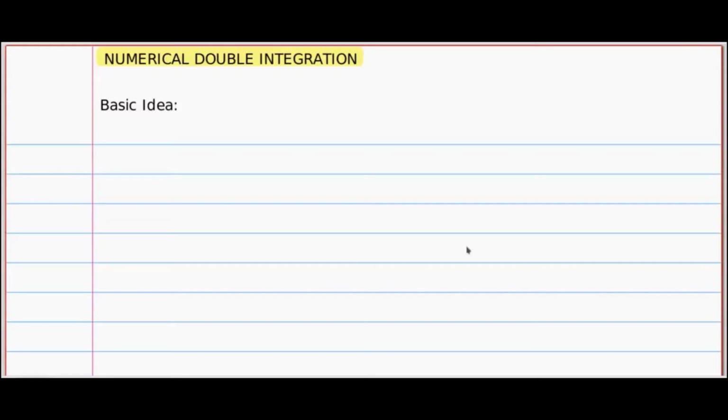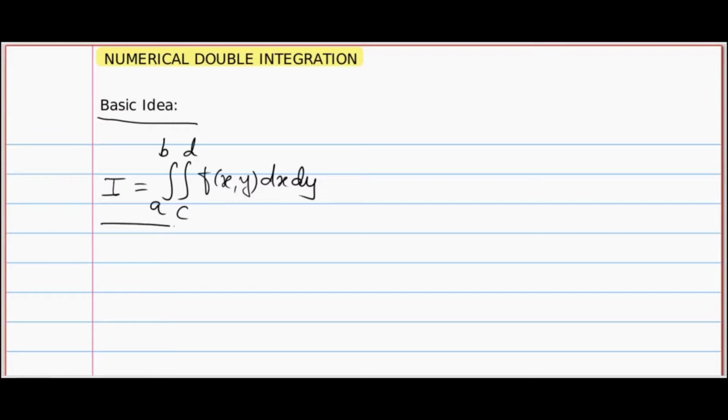Hello everyone. Today we are going to start with the numerical double integration concept. What's the basic idea? If you are given an integral like this, integration a to b, c to d, f of x y, dx dy, for this function we have to integrate it in two directions.